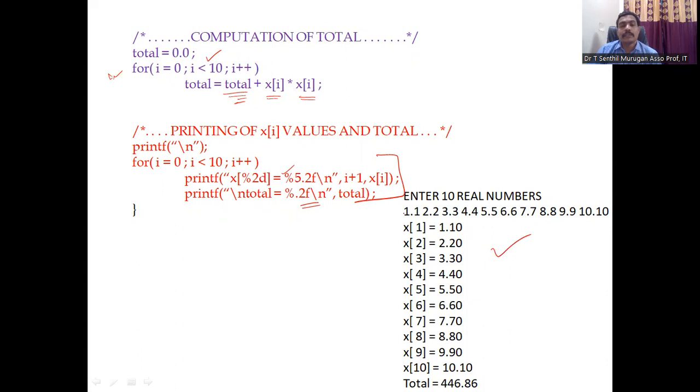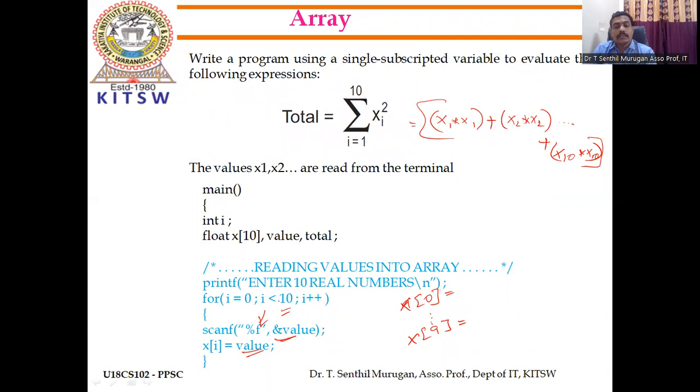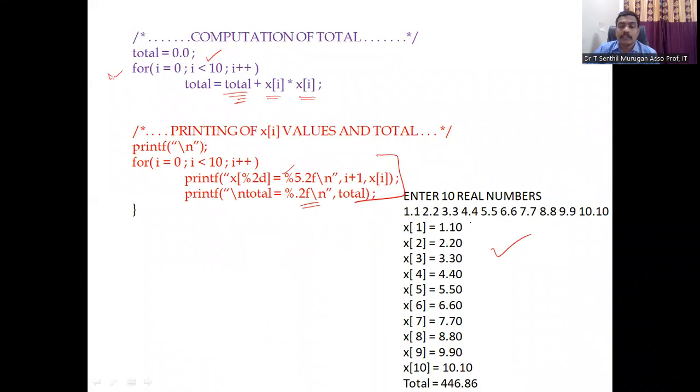Initially i is 0, and then i is incremented with i plus plus. So what happened in this example? Here it will take the value initially. The initial value is x of 0. Whatever value you give will be stored. Say, for example, 1.1. If you give that, what happens? It will calculate the multiplication. So the values may be like this.